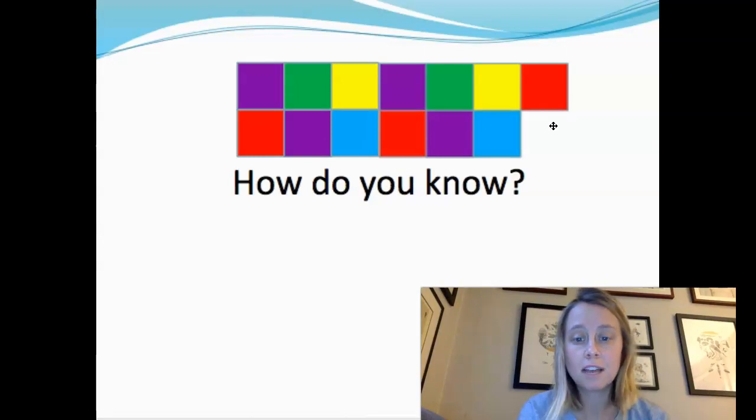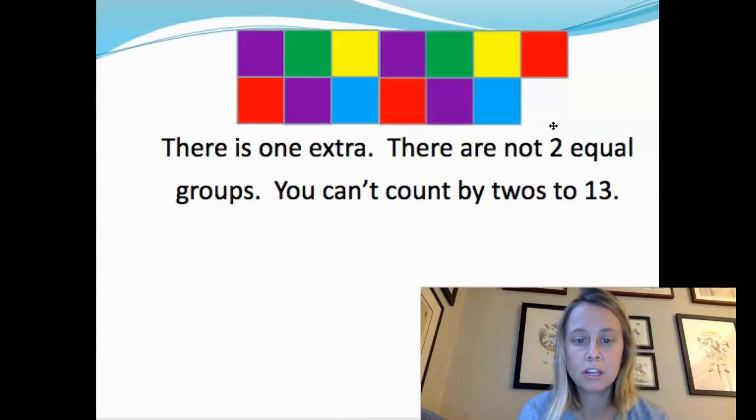So that tells us, oh, we kind of just talked about this, right? So I'm going to skip through this page. There's one extra. They're not equal groups, and you can't count by twos. 2, 4, 6, 8, 10, 12. Oops, can't do it. Sorry, I went ahead a little bit early, but those are all the reasons we know this is an odd number.